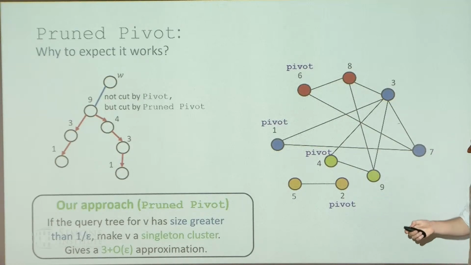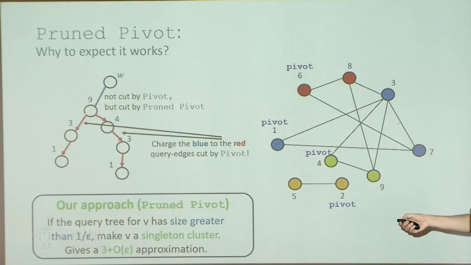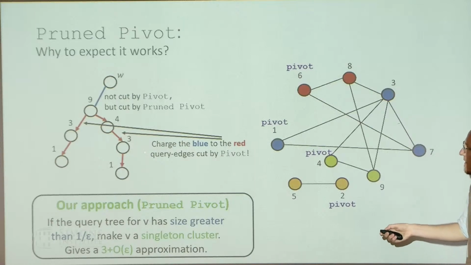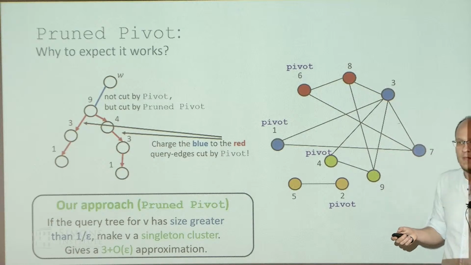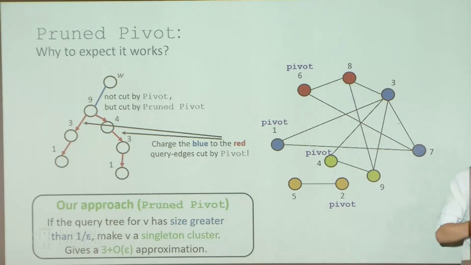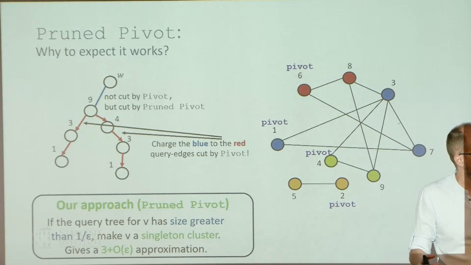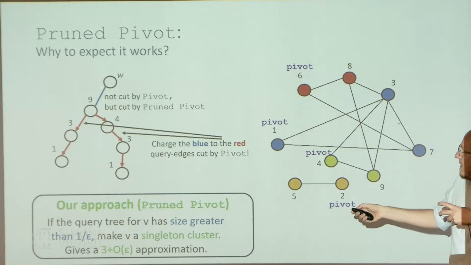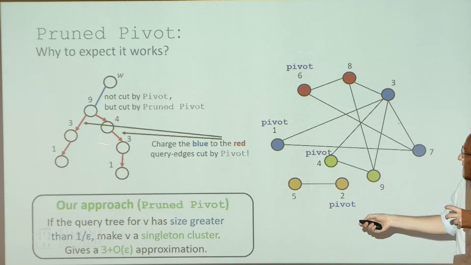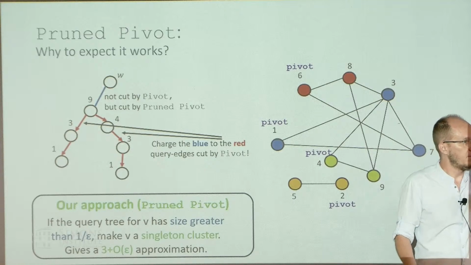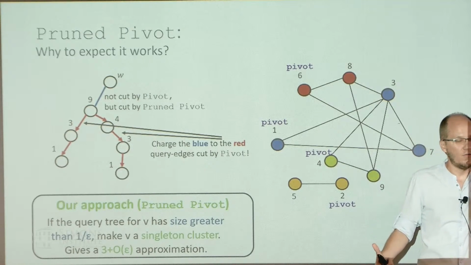But it's not hard to show that there are many edges in this tree, roughly half the size of this tree, that the pivot has to cut. So again, if you look at this tree with these red arrows, it's not difficult to show that roughly half of them pivot will cut. Pivot will separate them in different clusters and will pay something. So the idea is to charge this blue edge to many of these edges which are cut by the pivot in this tree of size 1/epsilon.